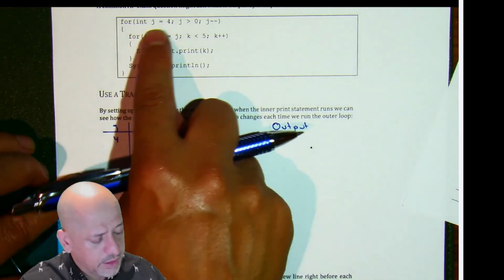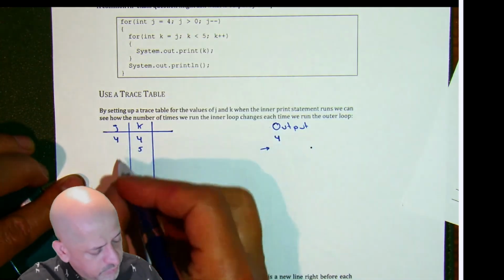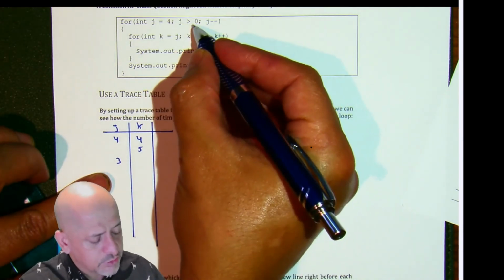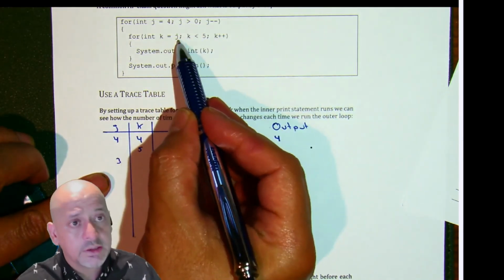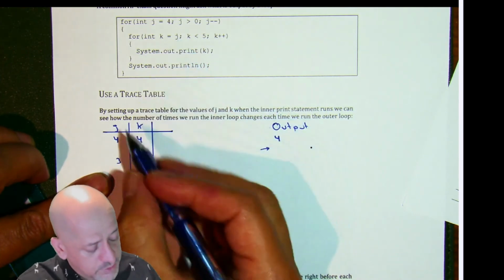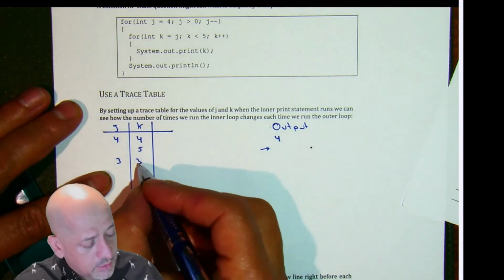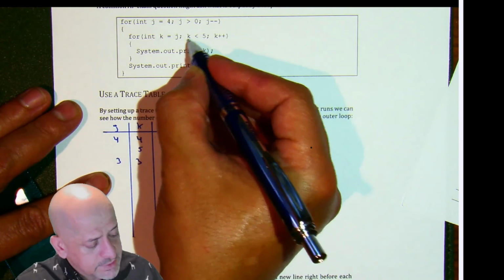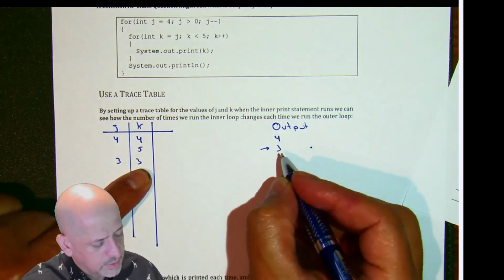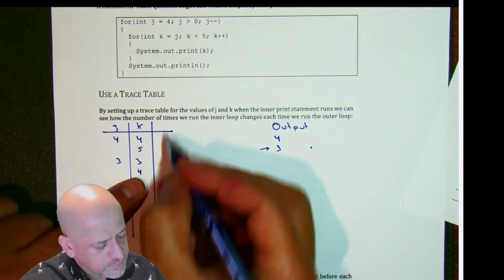I go through and I'm going to subtract 1 from my value of j, which is now 3. Is 3 greater than 0? Correct. So therefore, I'm going to initialize my value of k to the value of j, which is 3. So therefore, is 3 less than 5? Yes, I continue. So I print the value of k, which is 3. Then I increase my value of k by 1. So now it's going to be 4. Is 4 less than 5?